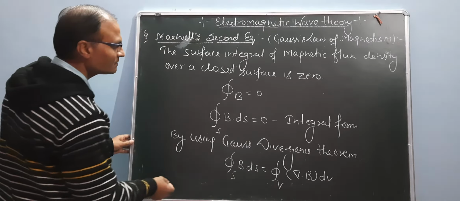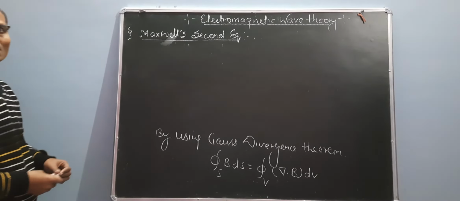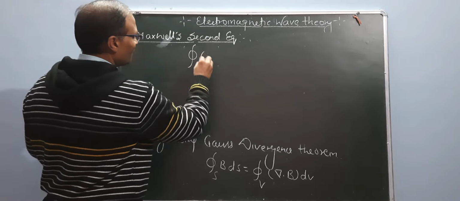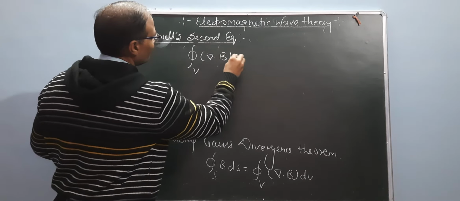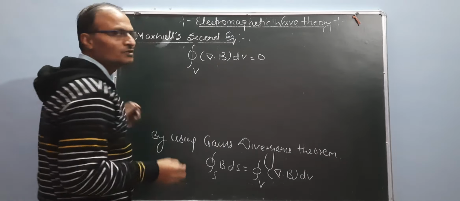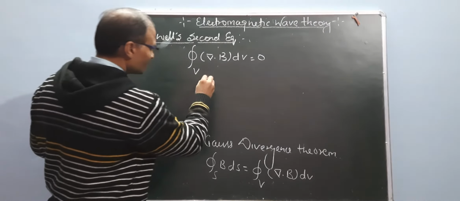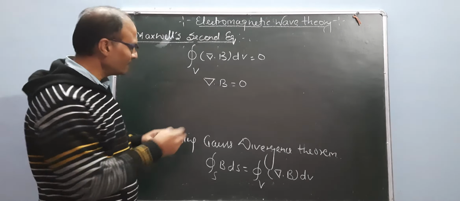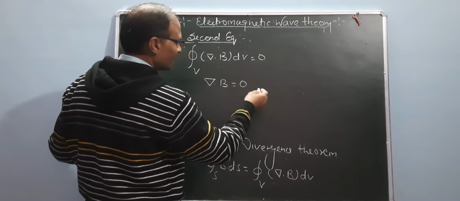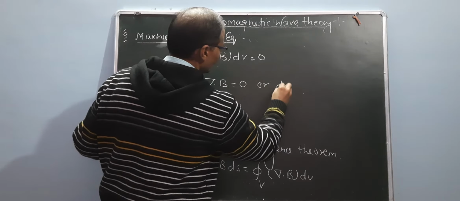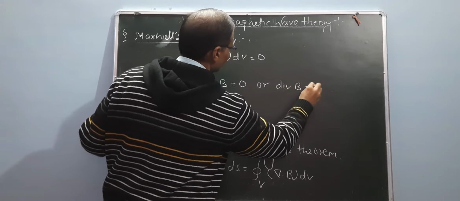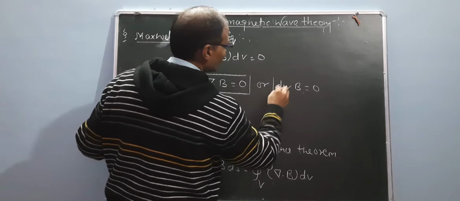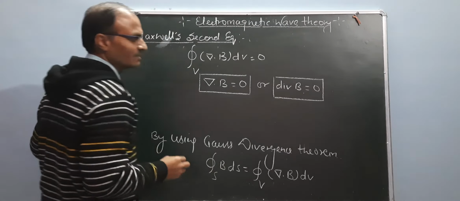Now, according to this equation, the volume integral of del dot B dV equals 0. Now, the equation is del dot B equal to 0, and we write this equation also as divergence B equal to 0. This is the divergence form of Gauss law of magnetism.